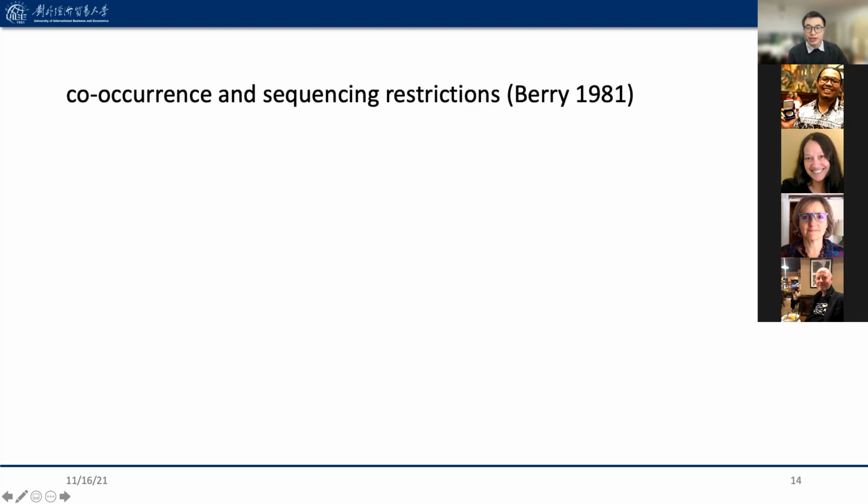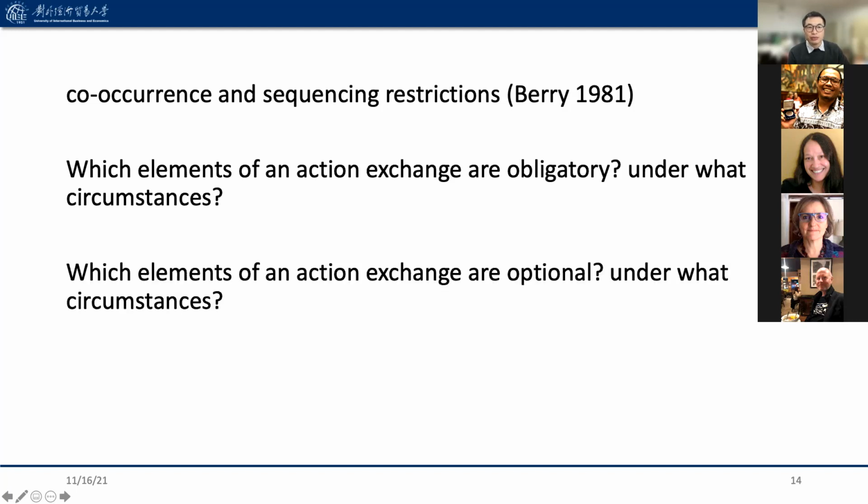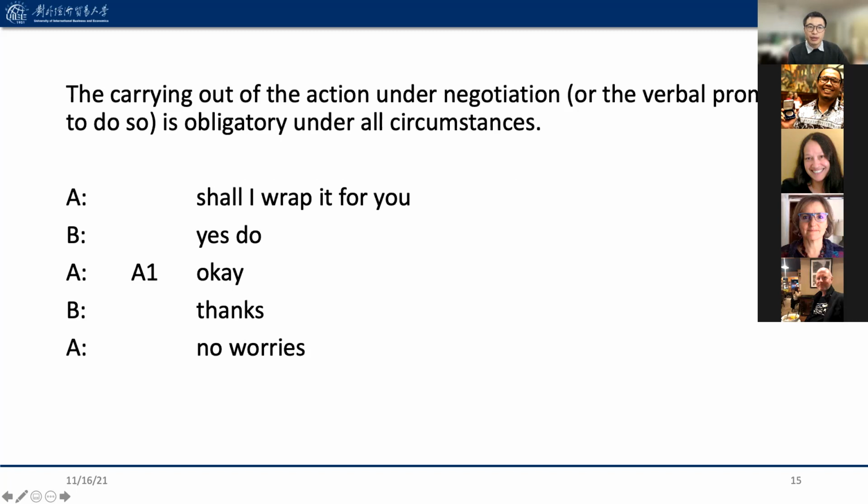What Barry was concerned with was the co-occurrence and sequencing restrictions. What this means is which elements of an action exchange are obligatory and under what circumstances, and which elements of an action exchange are optional and under what circumstances. According to Barry, the carrying out of the action under negotiation is obligatory under all circumstances. So someone has to carry out the action in order for the action exchange to be complete, or well structured. So shall I wrap it for you? Yes, do. So we have to have the okay. Thanks, no worries. And she calls that particular move A1. So 1 here means primary and A means actor. So primary actor positioning move.